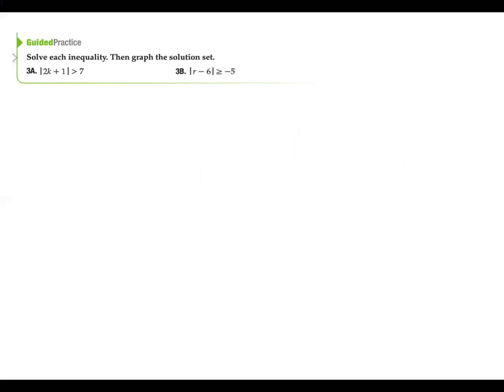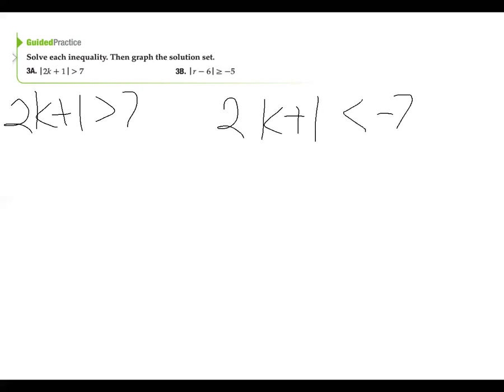Okay, we're back. So let's check it out. The absolute value of 2k plus 1 is greater than 7. So case 1, 2k plus 1 is greater than 7. And case 2, 2k plus 1 is less than -7, so you flip the inequality symbol. Subtract 1 from both sides on each one.